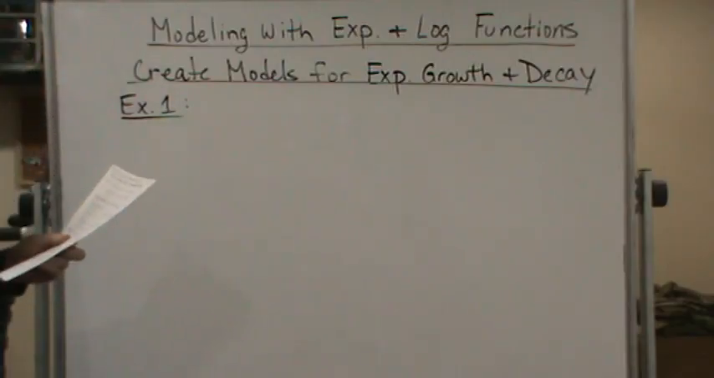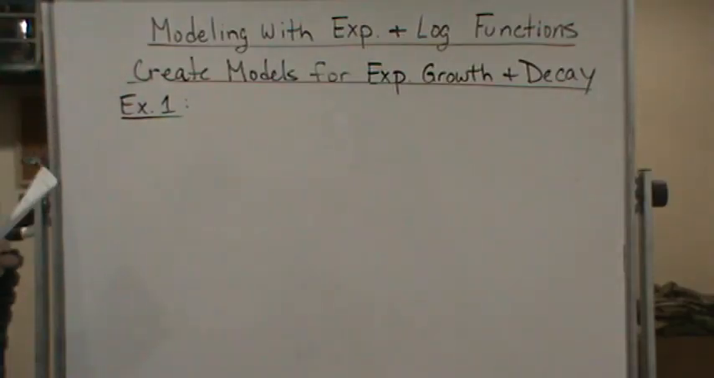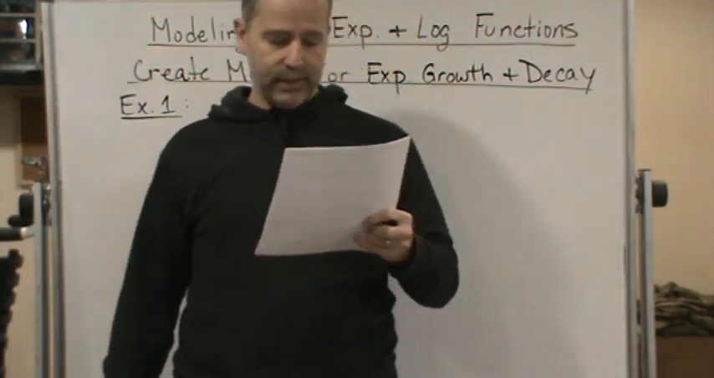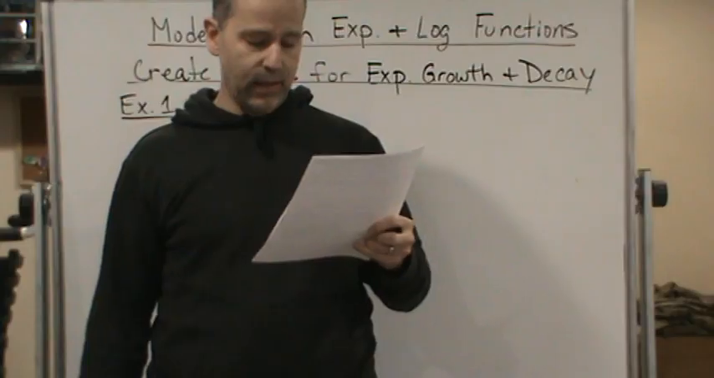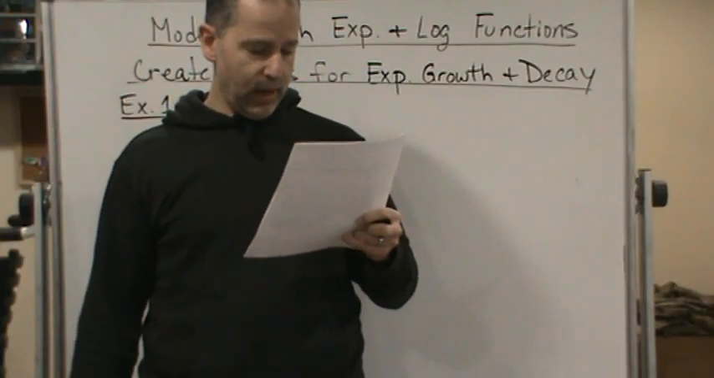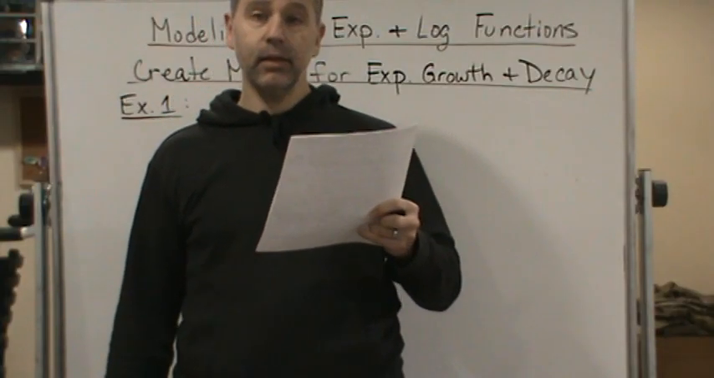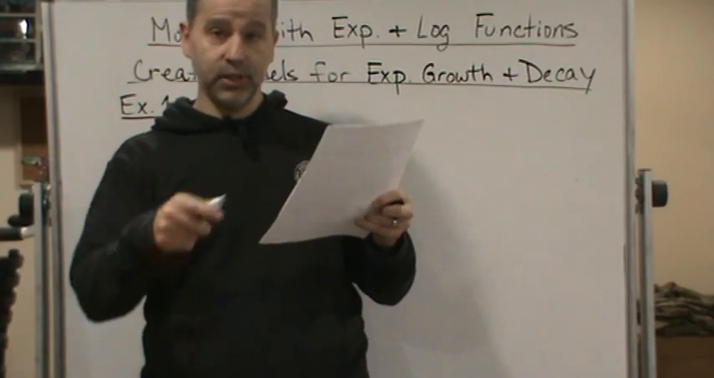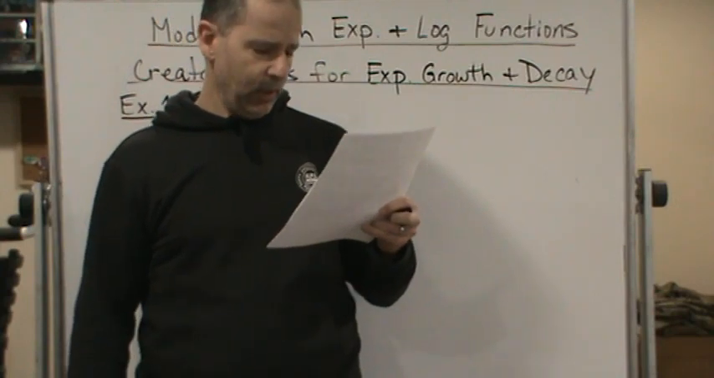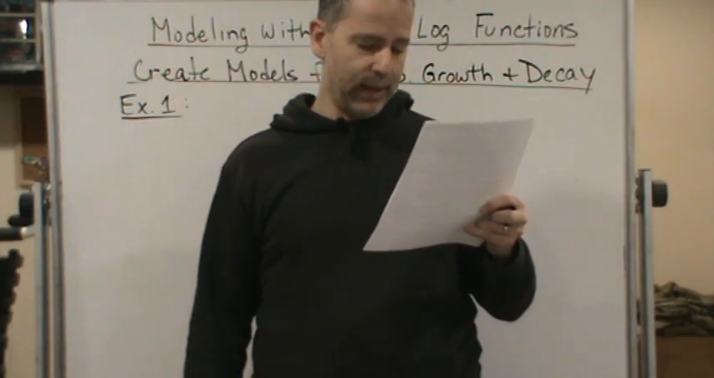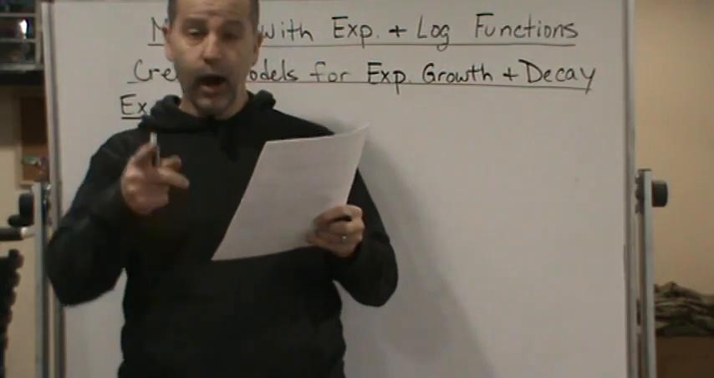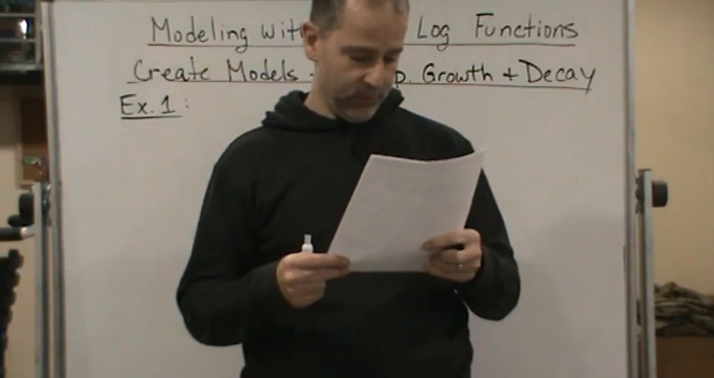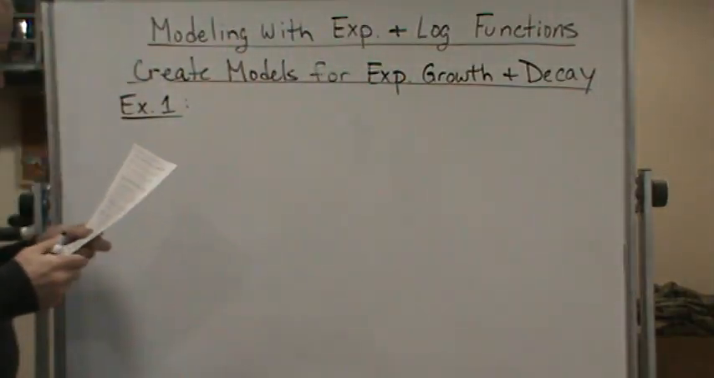It says here, suppose $15,000 is invested, and at the end of 3 years, the value of the account is $19,356.92. Use the model A equals P times e raised to the rt power, so there's our continuous compounding formula, to determine the average rate of return r under continuous compounding. Okay, so that's a given. Now what we want to do is write down the information.